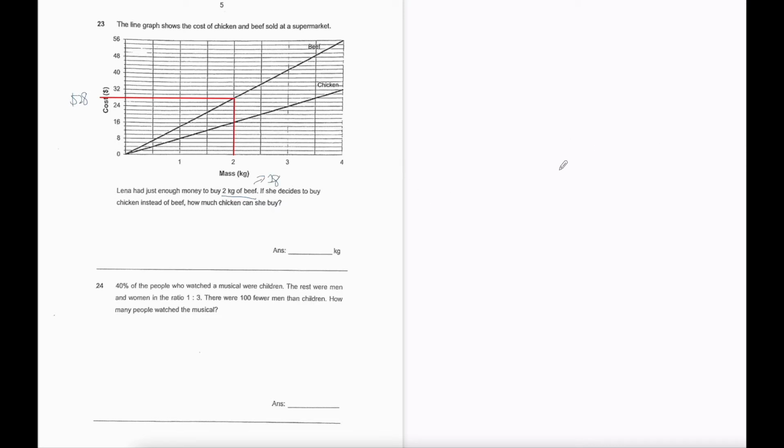Okay, so I'm gonna erase it because I need to check the cost of chicken. Okay, so with $28, how much chicken can I buy? So let's use another color. So for 28, it's over here, right? I'm gonna draw this line until it hits my chicken graph. Okay, so I'm gonna erase the excess.